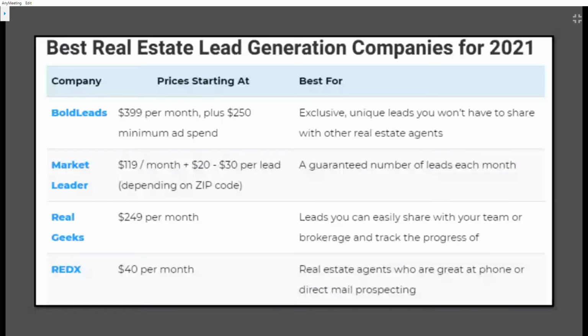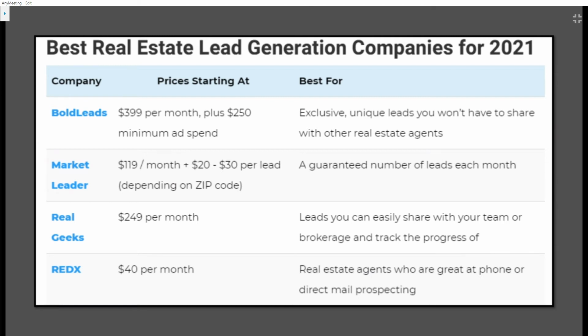Now, if you want to purchase leads, here are some lead generation companies you can buy from: Bold Leads, Market Leader is a big one, Real Geeks, RedX. You need to check into these, okay? Bold Leads is a popular one that's been around. There are others. I just happened to capture this because I found it online and thought it was a great one to include here. But there are lots of lead generation companies. Just type "best real estate lead generation companies for 2021" into Google. You'll come to not just this page, but all kinds of others.